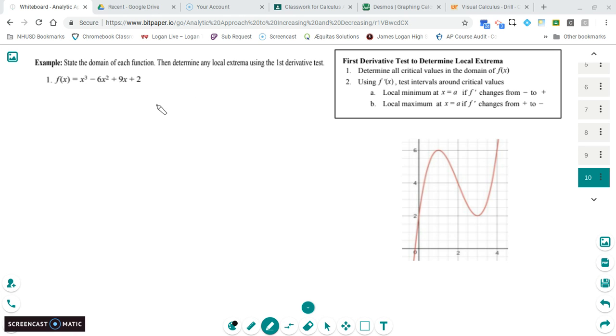All right, here's example one, which I mixed up with examples from the previous video. I did example two first, but that's okay. I like to mix things up a bit, right? So in example one, we have a polynomial function.